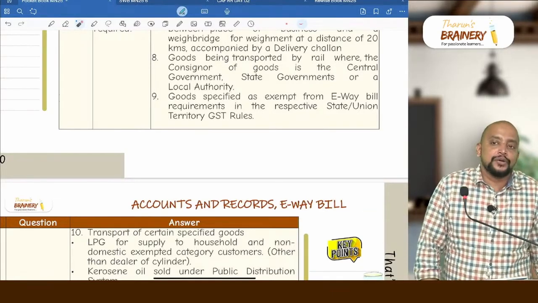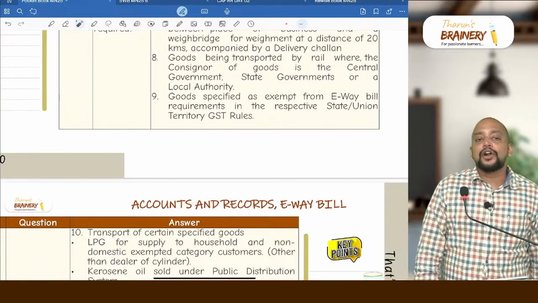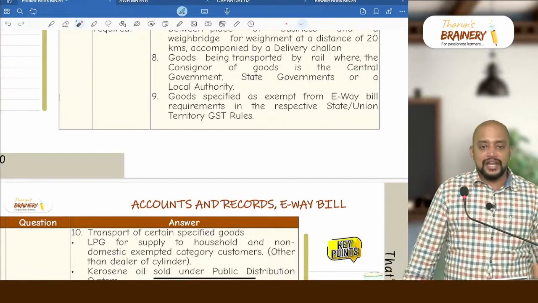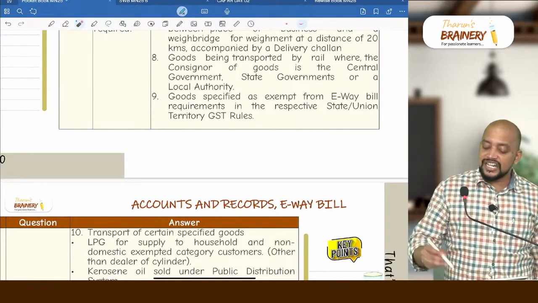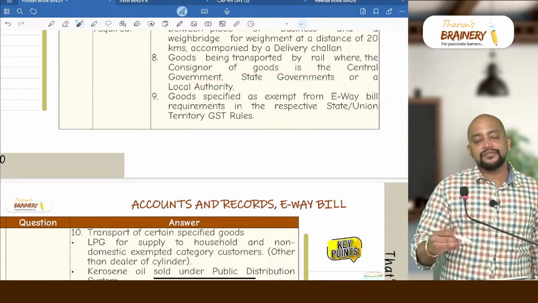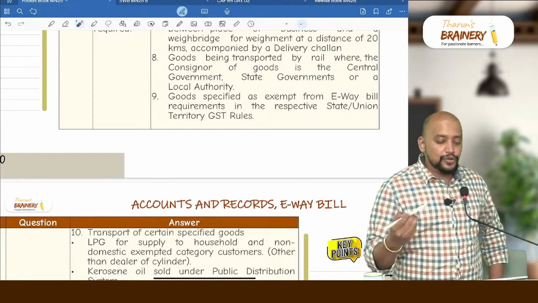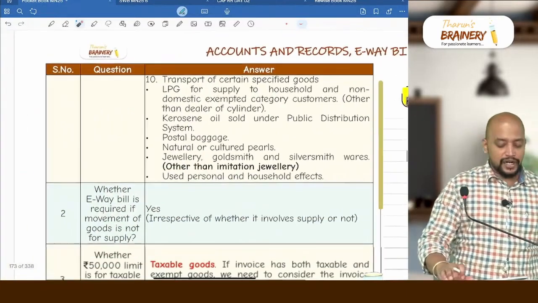For example, in Tamil Nadu the e-way bill limit is 1 lakh, not 50,000, so it will vary, got it? So we need to see the state-specific provisions for intrastate movement; some goods may be exempted, where e-way bill is not required.